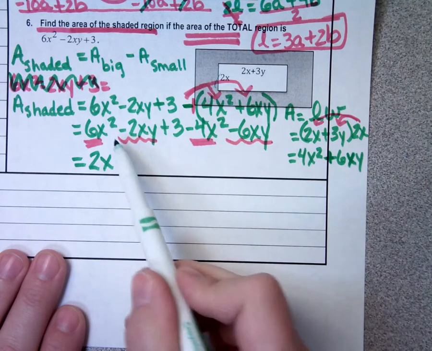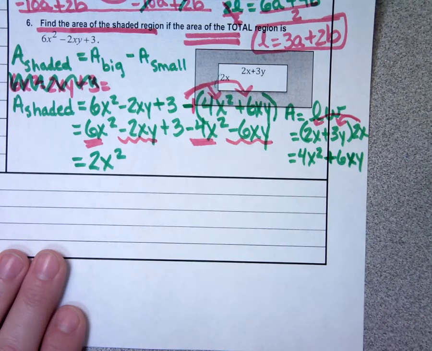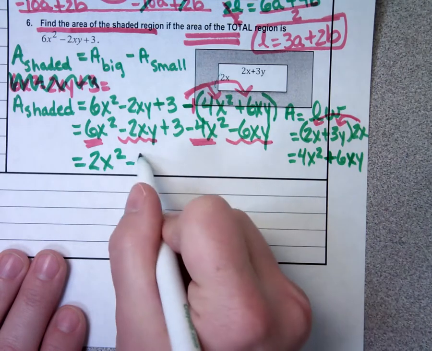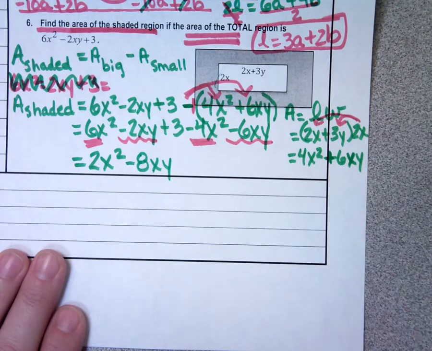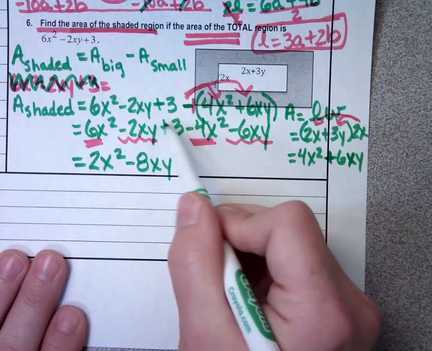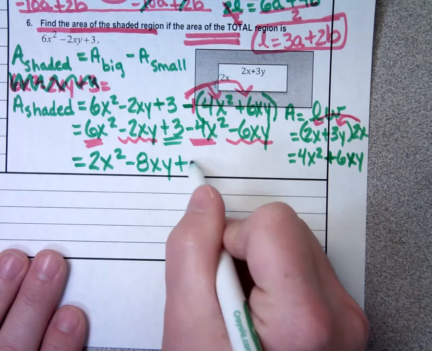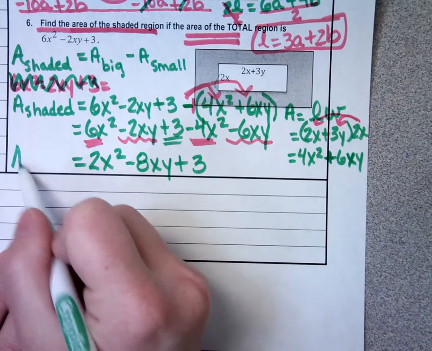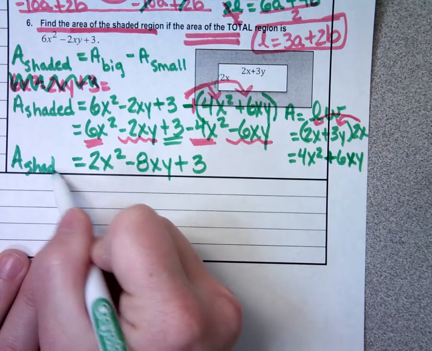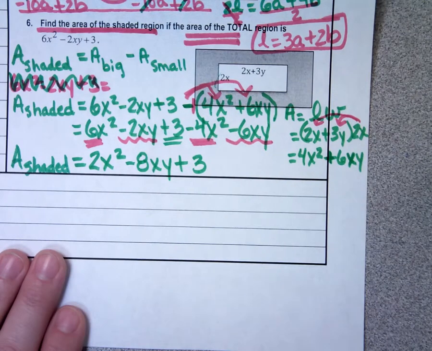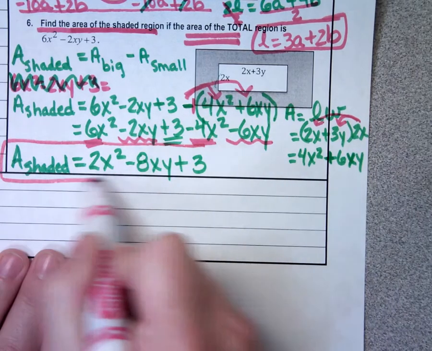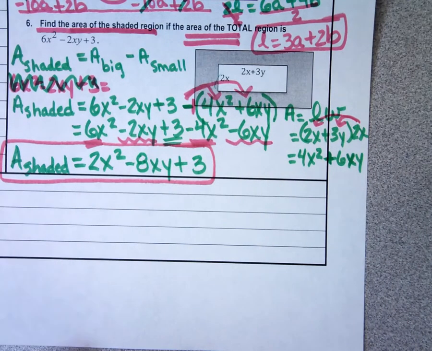Now let's combine our xy's. How much is -2xy minus 6xy? A -8xy. And then I don't have another constant besides that +3, so I just bring down the +3, and that is the area of my shaded piece. And we're done here.